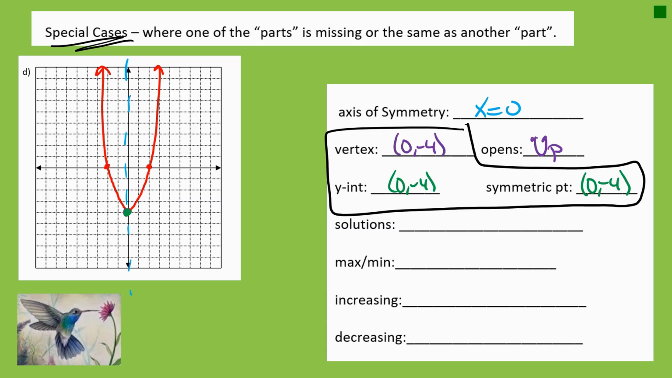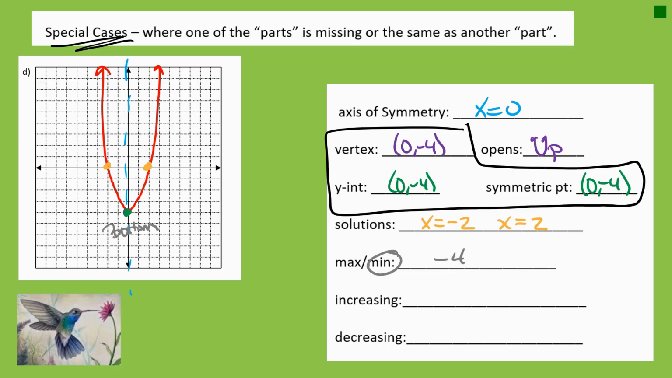But do I have solutions? Are there points on the x-axis? There are, where x is -2 and x is 2. So that's okay that those are the same because I got enough points. As long as I have 3 points, I can graph it. Is there a max or a min? Well, this is at the bottom, so that makes it the minimum. How low does it go?